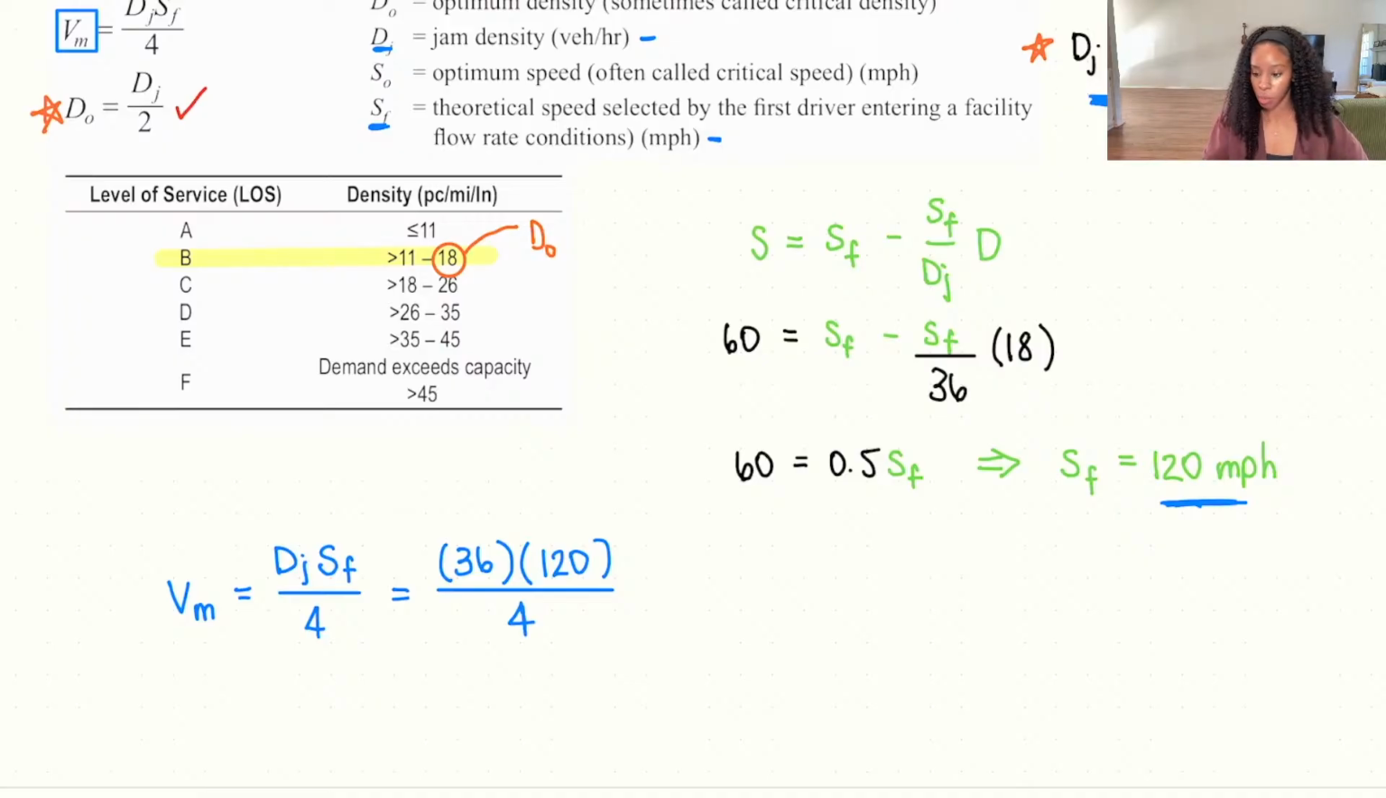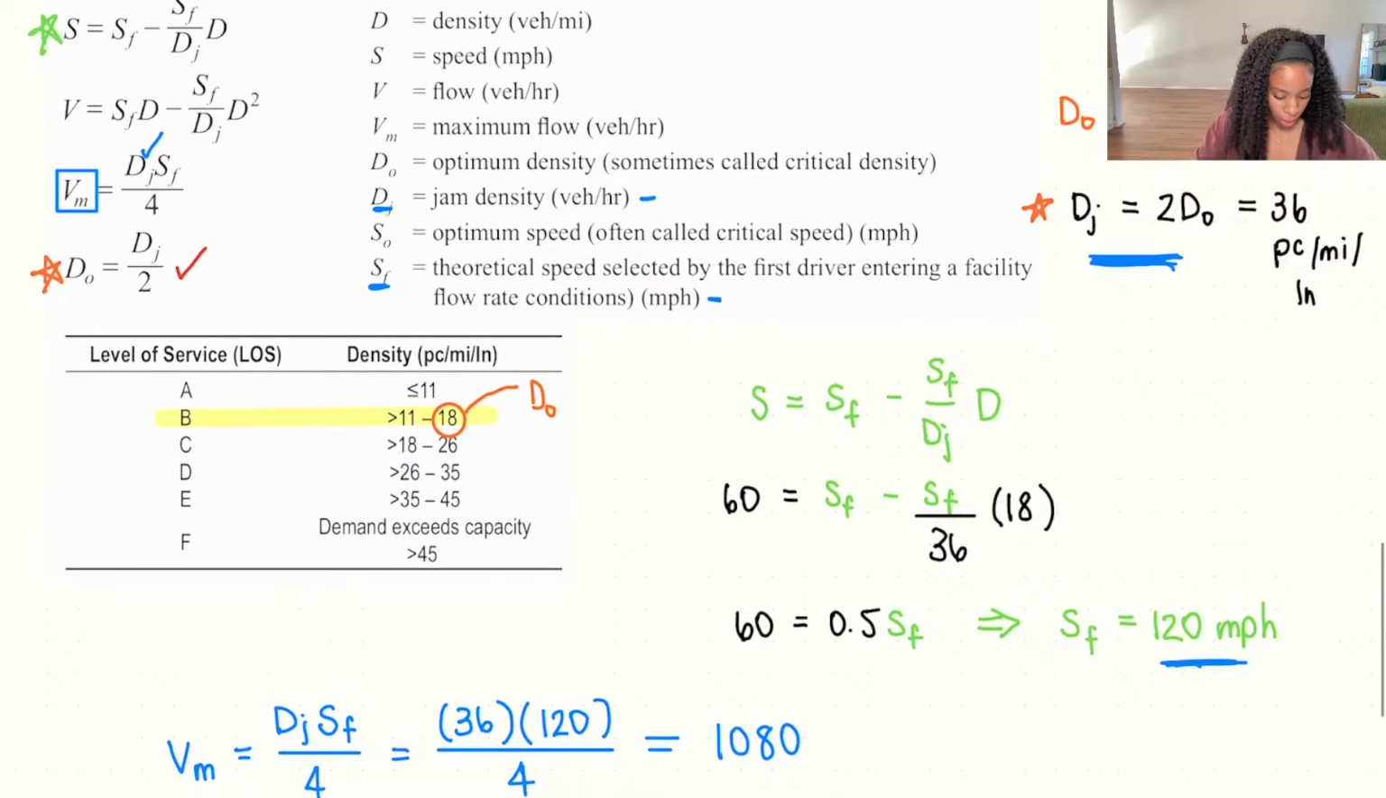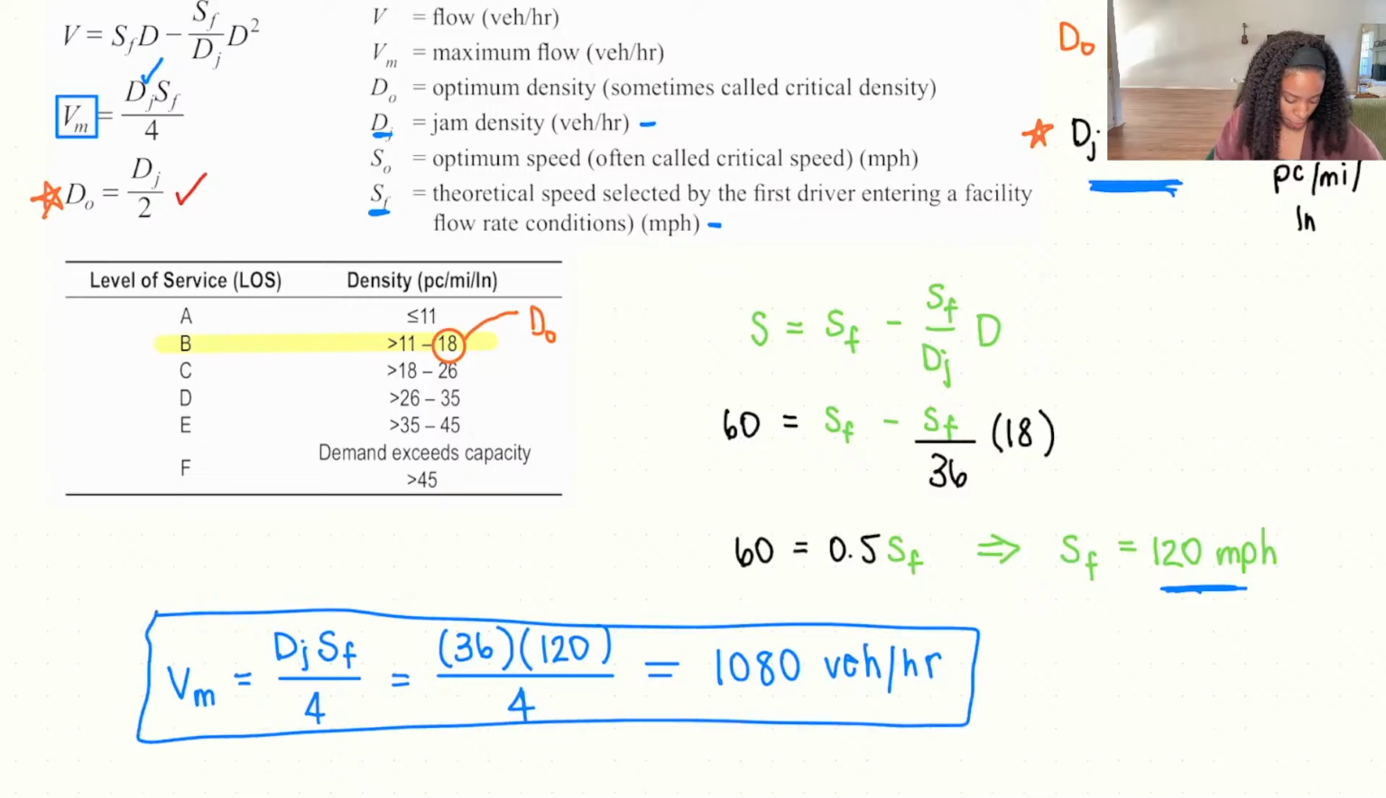It's really good practice to make sure that you also know how to do the problem. So feel free to put the answer in the chat. Let me know what you get. But I'm getting the maximum flow of the highway is 1,080 vehicles per hour. And that is it for practice problem number 4.